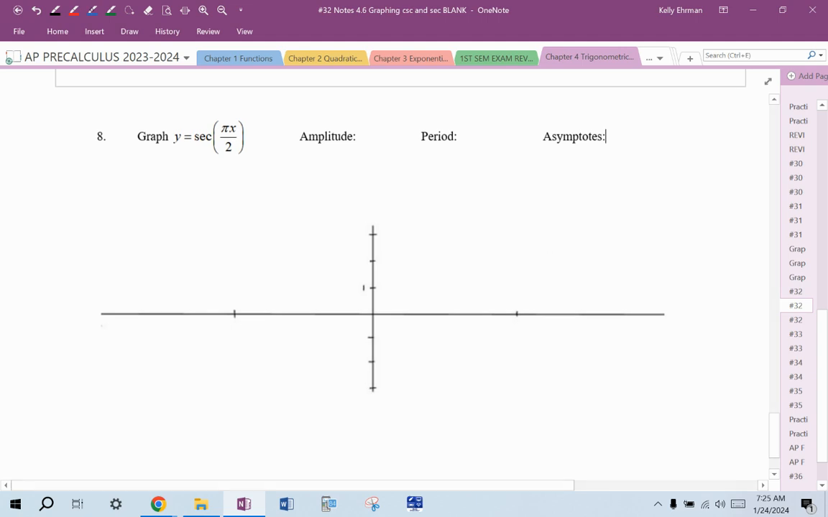Let's do one more graph. So we've got y equals the secant of pi x over 2. So let's think of this as cosine to begin with. There is no amplitude for the secant graph because amplitude means the distance between the global max or min and the x-axis, and secant and cosecant don't have global maxes or global mins. So the period here is different.